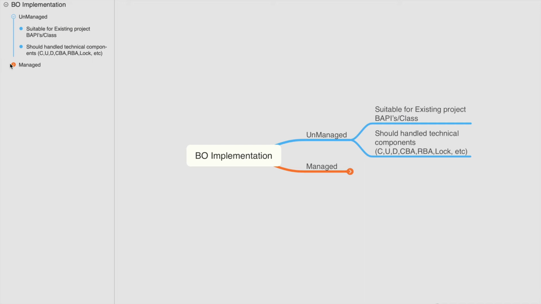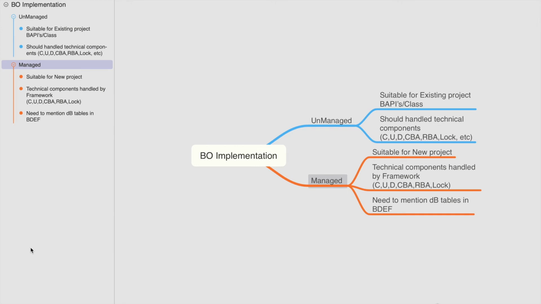Let's talk about managed. Basically, the managed scenario fits a new project. If you want to create a new project from scratch, you can go with the managed implementation. The benefit of the managed scenario is that the RAP framework handles all the technical related components. It's a very beautiful thing about RAP, because you don't need to write any single statement of insert, update, or delete on the database tables, and even the locking is handled by the framework. That's really a great thing with the RAP framework, right?